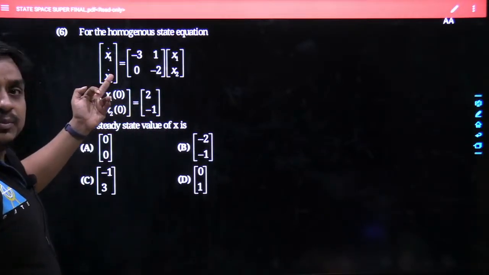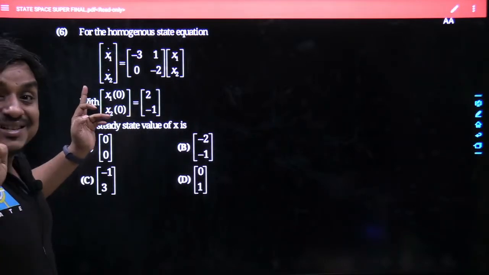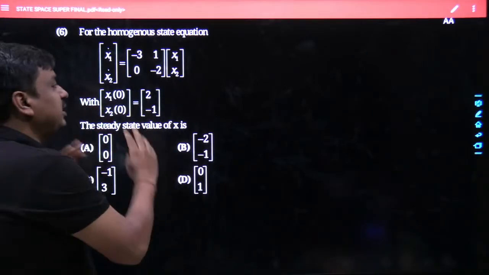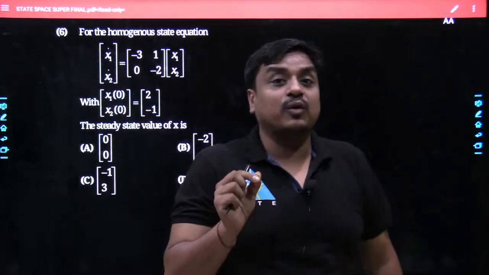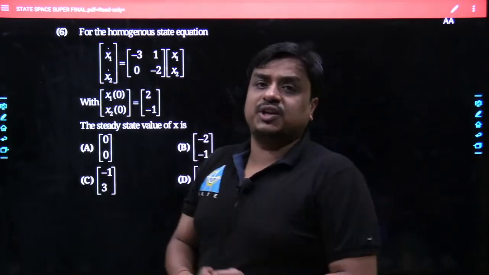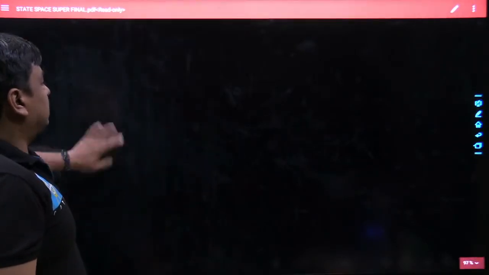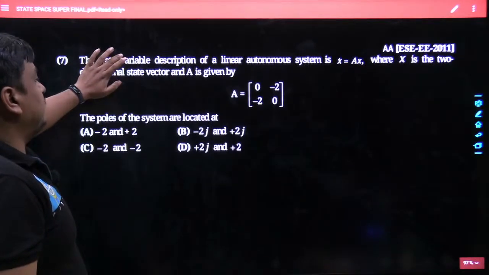In the previous problem I was discussing the value of the state variable which depends on time, but here I need to calculate the steady state value of these state variables. How many state variables are involved? Two state variables are involved. Agreed? Once this problem is over, I would move into the next question.